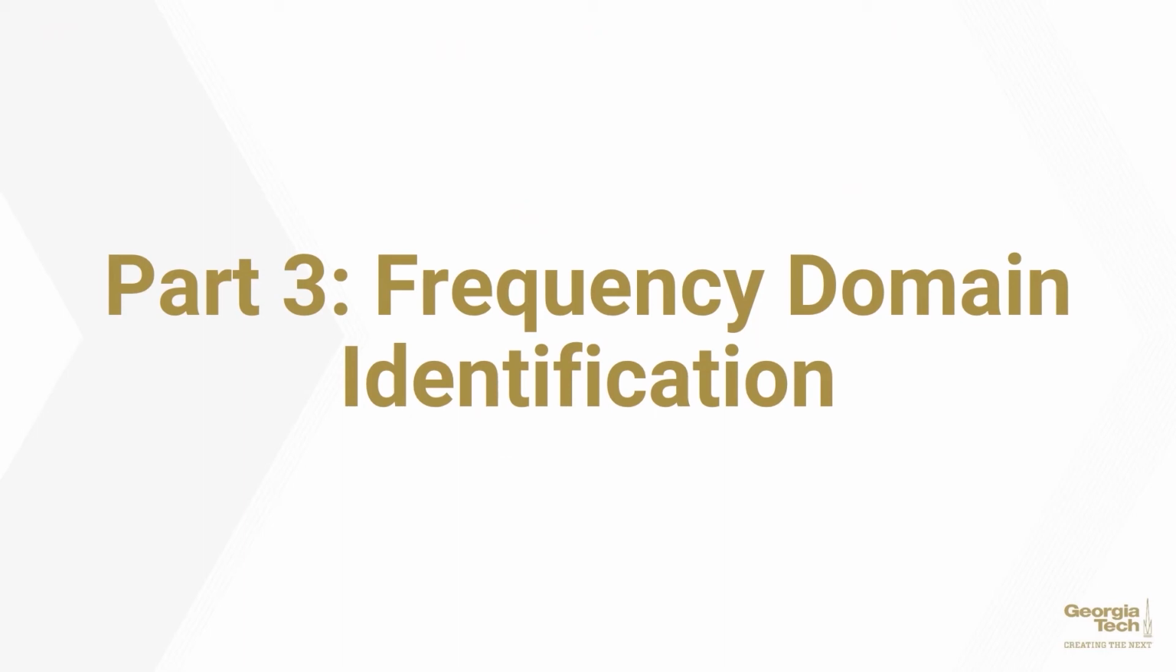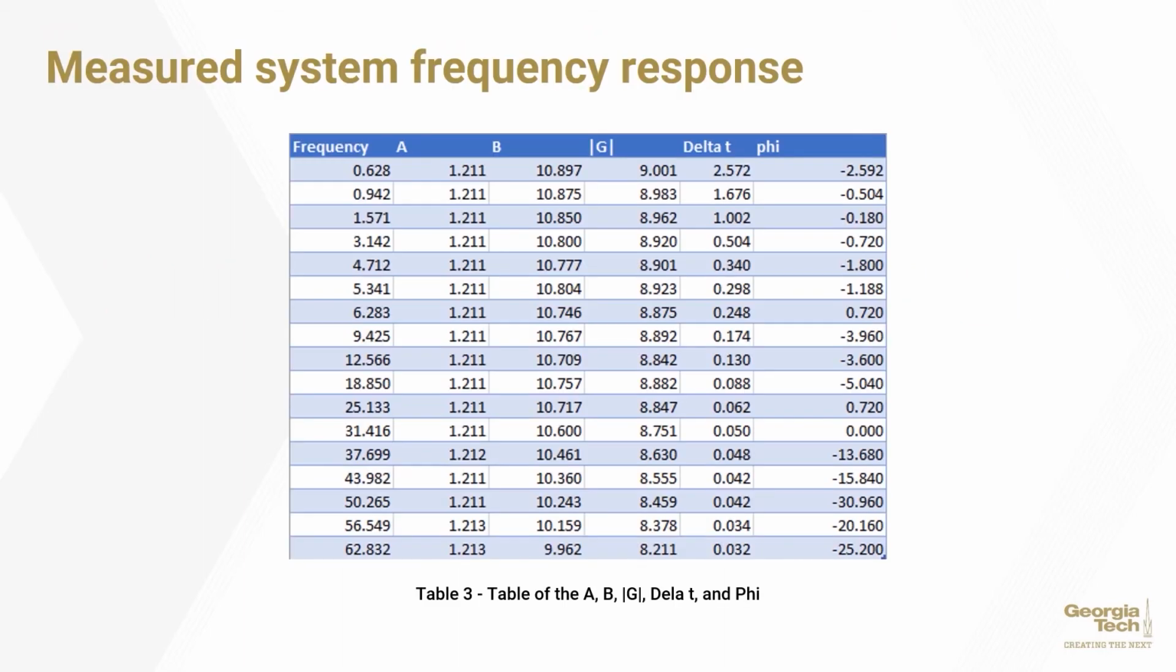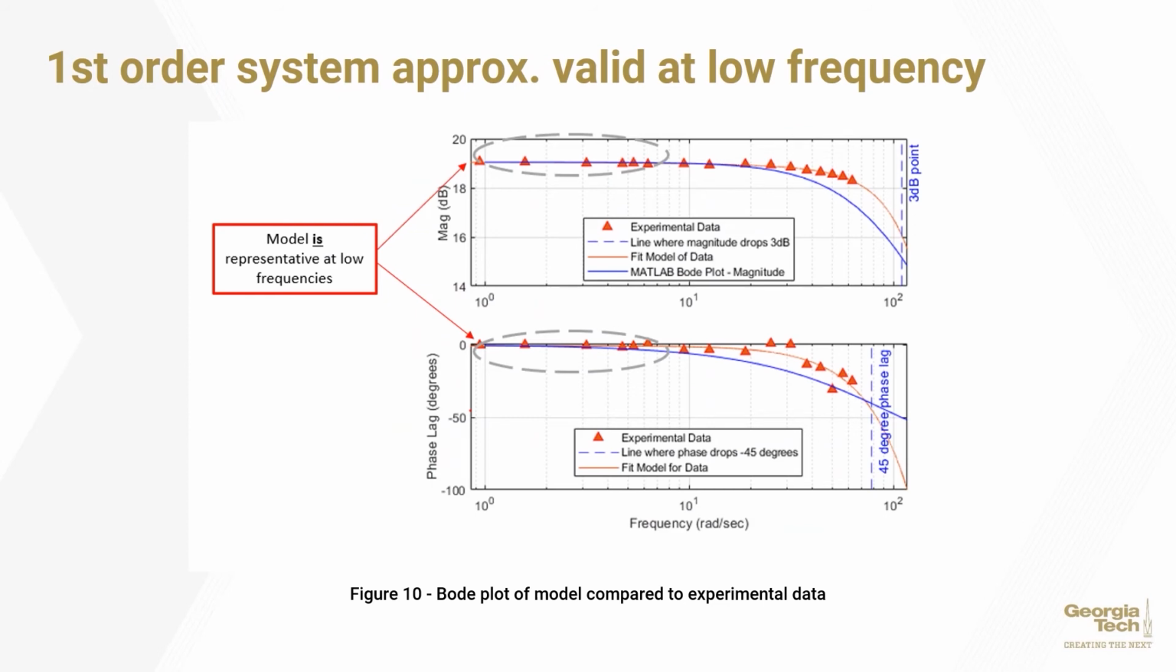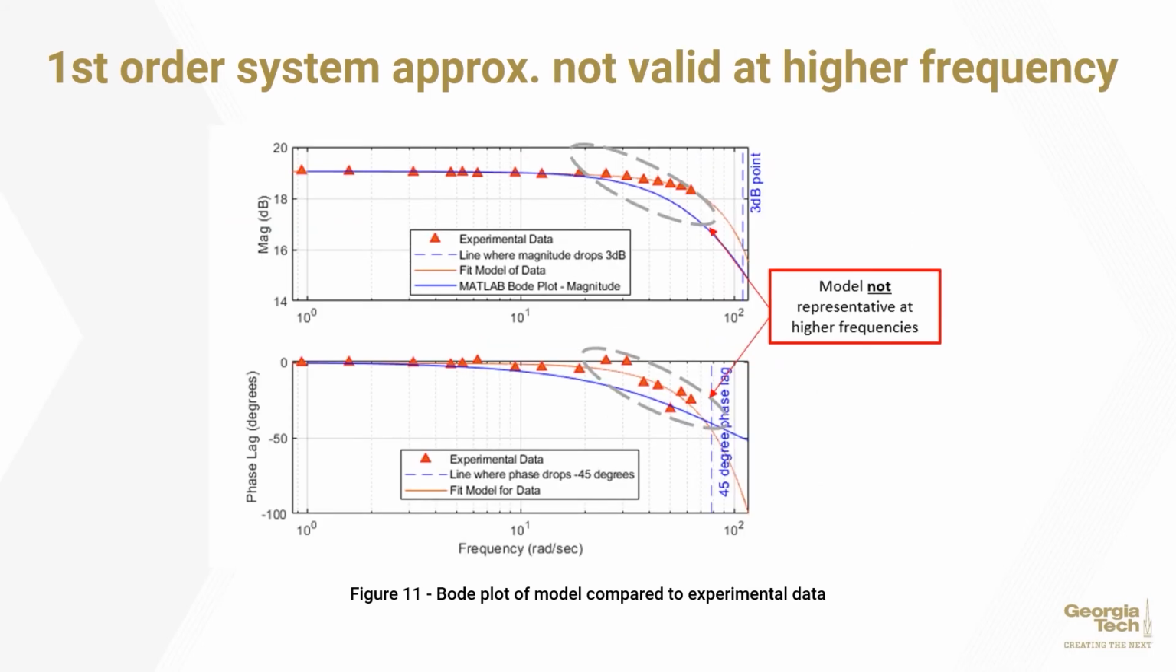In this part, I'm going to talk about the frequency domain identification. Here is the measured system frequency response data as a function of frequency. This will be shown on a Bode plot on the next slide. Here's the Bode plot showing both the experimental data in red and the model in blue. We see that at lower frequencies, the model and the experimental data have great correlation. At higher frequencies, however, we see that it is not representative.